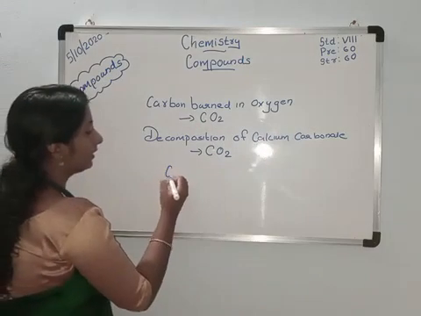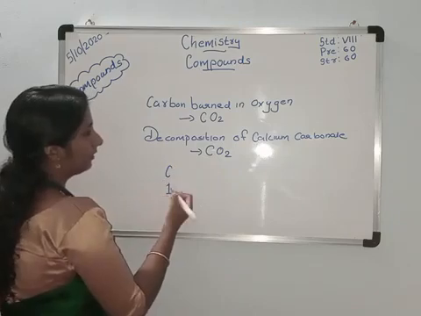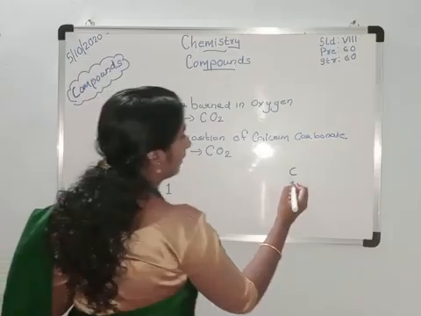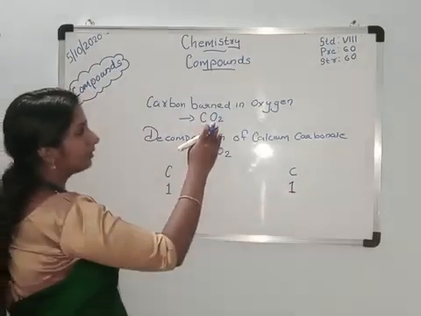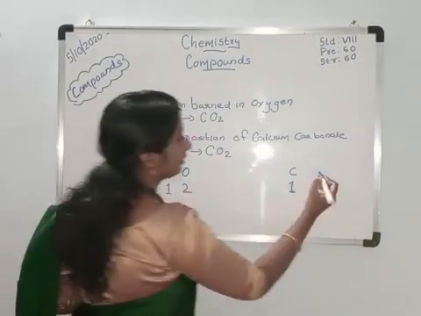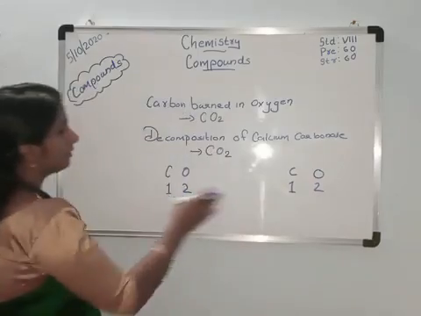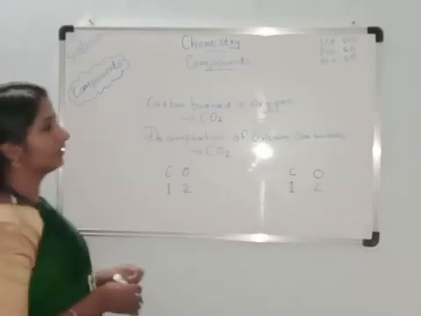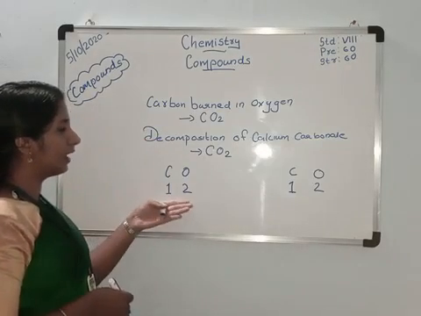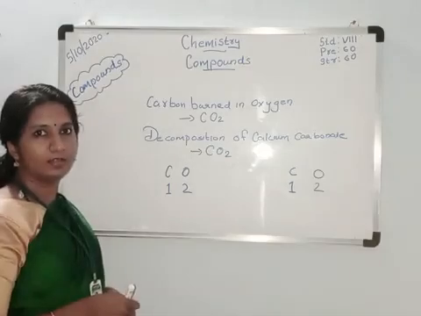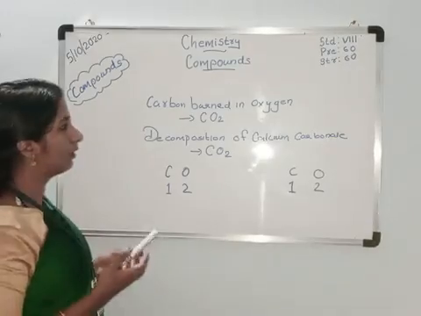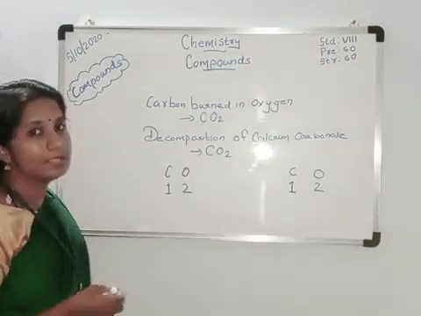In the first case, how many carbon are there in the carbon dioxide? 1, isn't it? In the second case, how many carbon are there in the carbon dioxide? 1. How many oxygen are there in the first case? 2. How many oxygen are here? Yes, 2. We have seen two processes of forming carbon dioxide. Is there any difference in the number of carbon and oxygen in both cases? No, isn't it? There is no difference. The number of carbon and oxygen in both cases were the same.